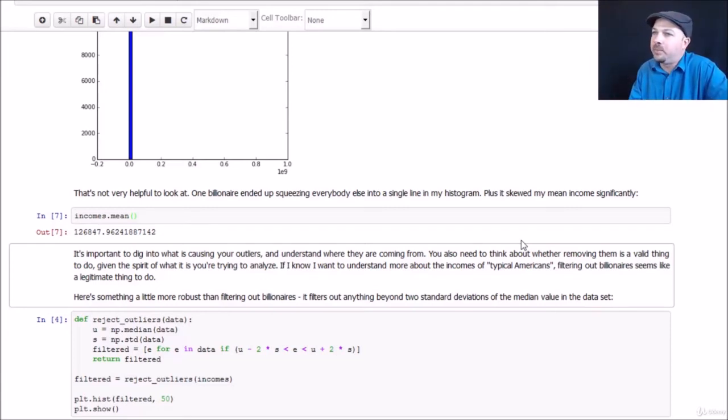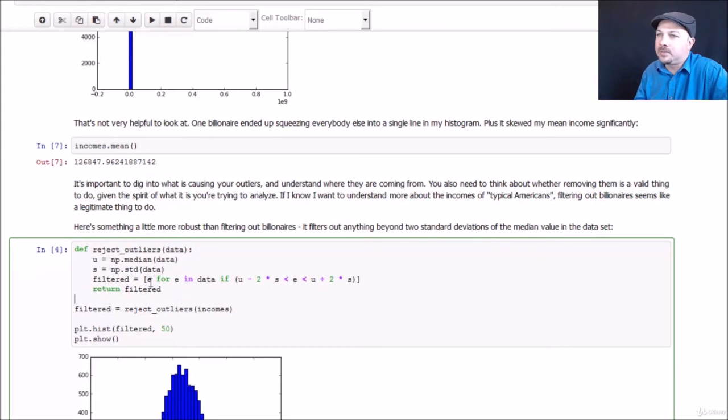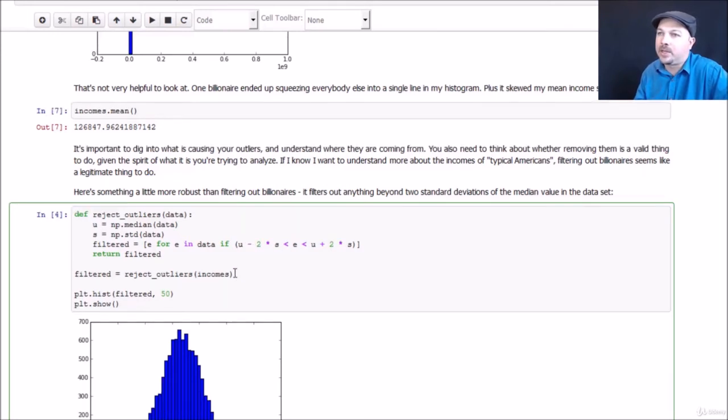So a better thing to do would be to actually measure the standard deviation of your data set and identify outliers as being some multiple of a standard deviation away from the mean. So here's a little function I wrote that does just that. It's called reject outliers. It takes in a list of data, finds the median, and it finds the standard deviation of that data set. So what I end up doing is I filter that out, so I only preserve data points that are within 2 standard deviations of the median for my data, okay?